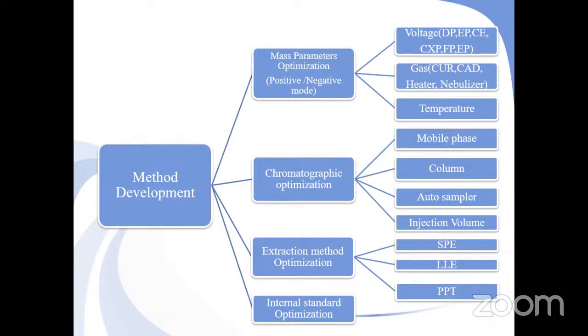Next, the validation parameters of the method development: precision, accuracy, matrix effect, recovery, regression model, and stability, with different types of stability. Generally the validation follows the method development. Validation is the technique we already know.